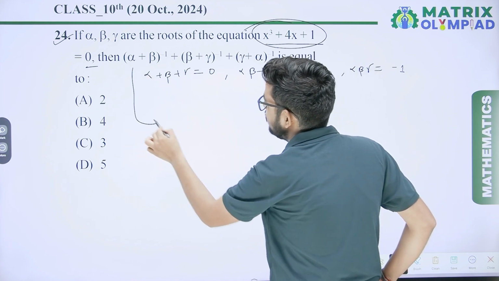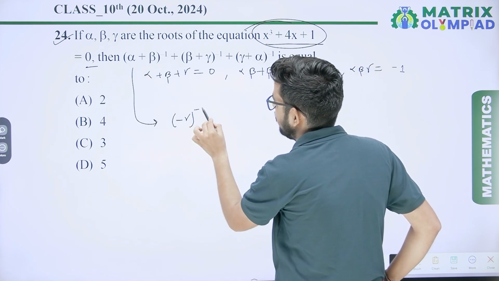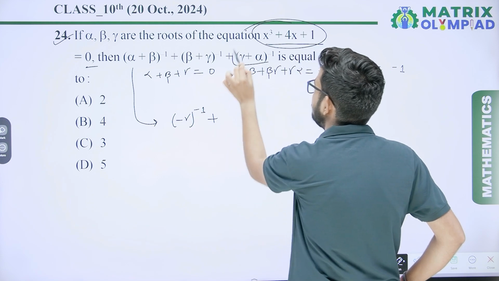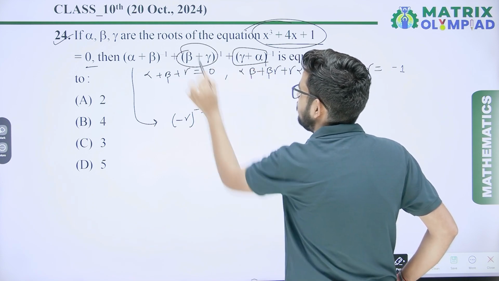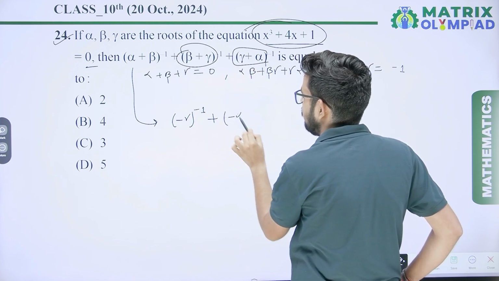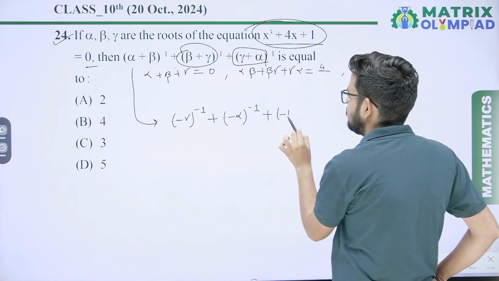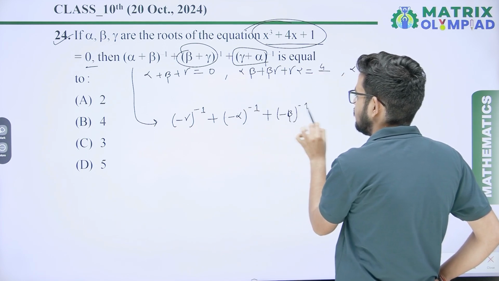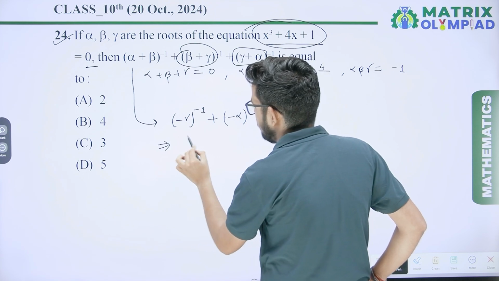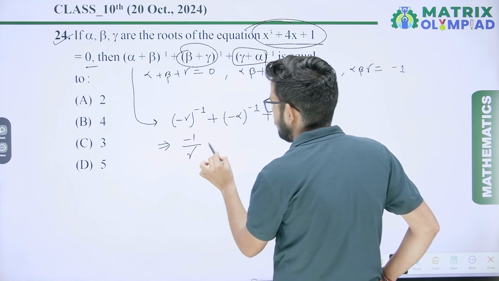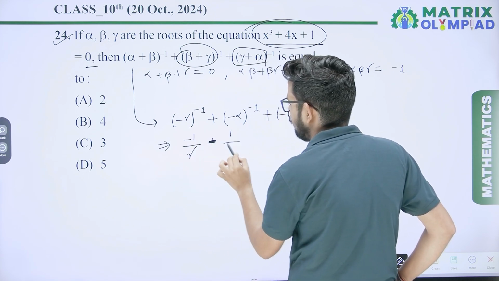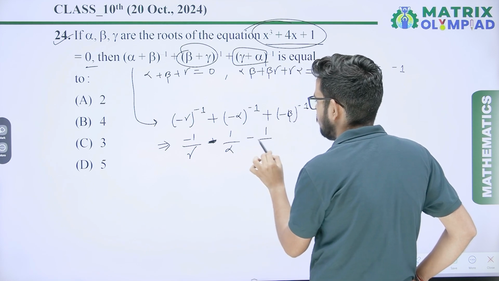So this can be written as minus gamma raised to power minus 1. Plus similarly this can be written as minus alpha raised to power minus 1. And this one can be written as minus beta raised to power minus 1. So it will be written as minus 1 upon gamma plus minus 1 upon alpha minus 1 upon beta.